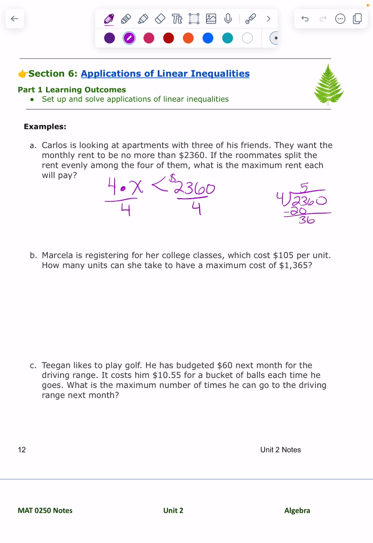4 goes into 23 5 times. 5 times 4 is 20. Subtract and get 3, bring down the 6. 4 goes into 36 9 times. 9 times 4 is 36. And then we get a remainder of 0, and 4 goes into 0 0 times. So I'm getting that they need to find a place. Well, they'll end up paying no more than $590 each. So it's a word problem, so there should be a word answer. $590 is the maximum rent.